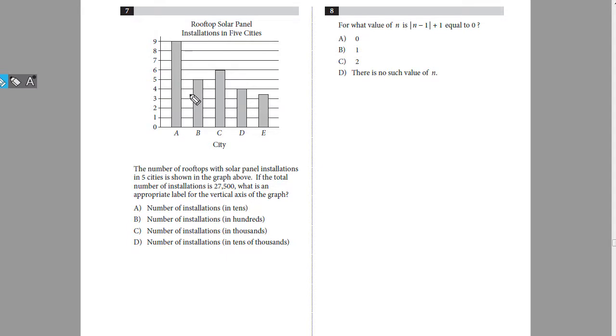Question number 7. The number of rooftops with solar panel installations in 5 cities is shown in the graph above. If the total number of installations is 27,500, what is an appropriate label for the vertical axis of the graph? Now, this is the horizontal axis, this is the vertical axis. In the horizontal, the cities are being represented with A, B, C, D, and E. And in the vertical axis, we have to give some appropriate label. It could be like, this is 9, so 9 times how much? 9 times 10, 9 times 100, 9 times 1000, or what?